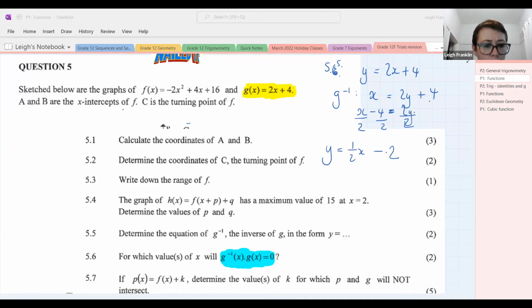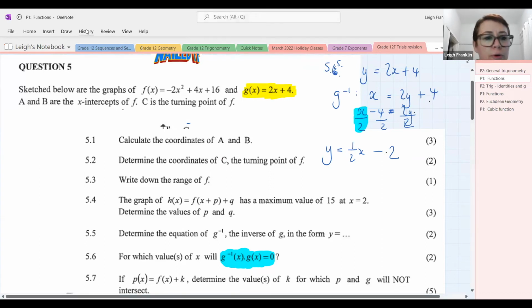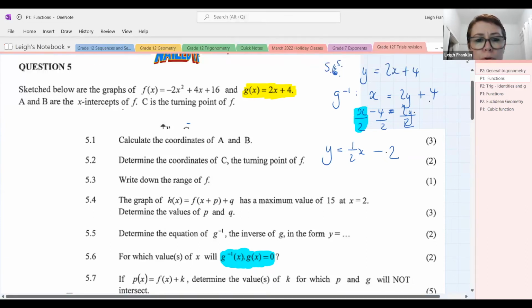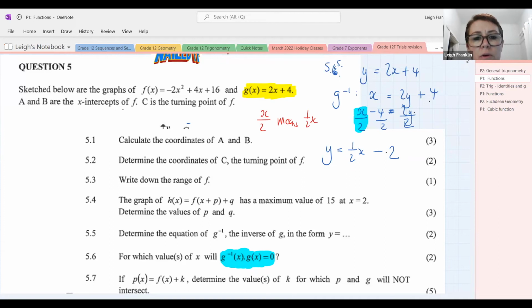Okay, Nomatubi, you've got a question about the previous one. So it's this over here, Nomatubi. x over 2 is the same as half of x, isn't it? We're taking x and dividing it by 2. So x over 2 means half of x. If you want to write it as x over 2, you can.